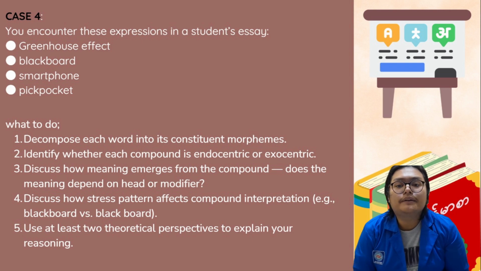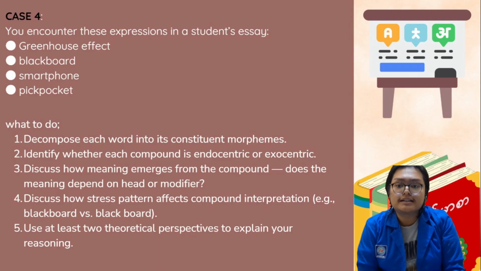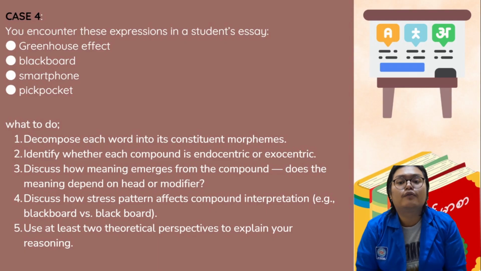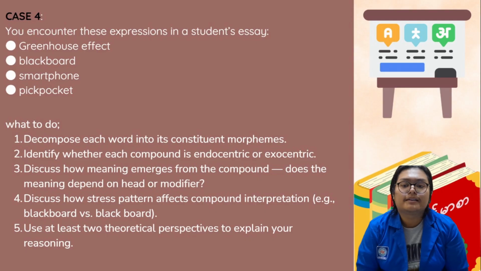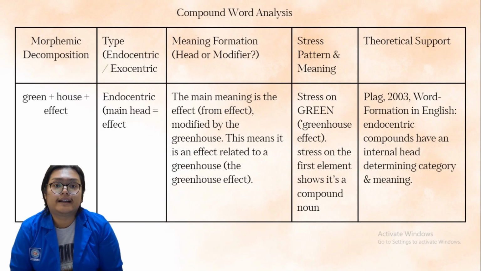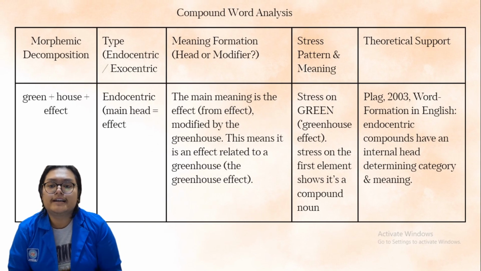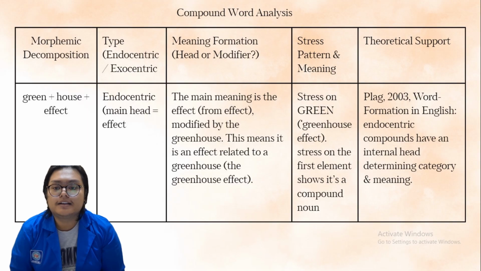So you encounter these expressions in a student's essay: 1. greenhouse effect, 2. blackboard, 3. smartphones, and 4. pickpocket. So what to do? Compound word analysis. What to do is morphemic decomposition of the word: green, house, and effect. What is the type? Endocentric or exocentric?